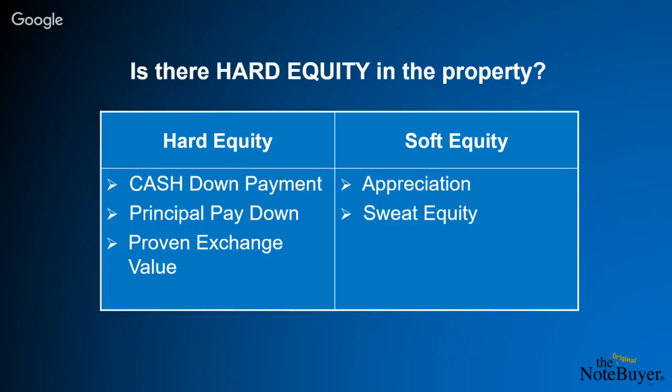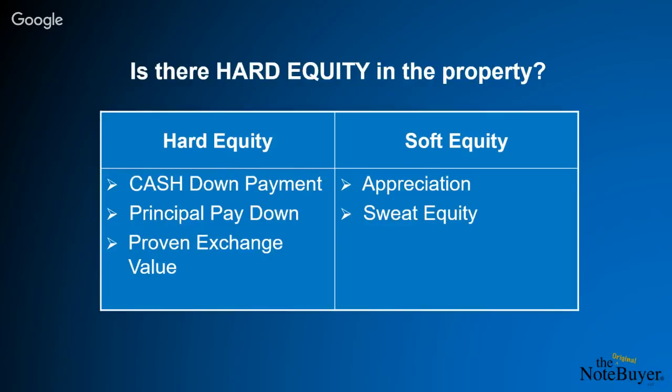I also will consider proven exchange value. What is that? Well, when they buy the property, did they offer a car or a boat as a down payment? It doesn't happen very often, but sometimes it does. Well, I want to go look at the Kelley Blue Book on that car and say, what is the real value of that car? And if they can prove the value, then I would also consider that as well. So hard equity in general is cash that the borrowers have put into the property.